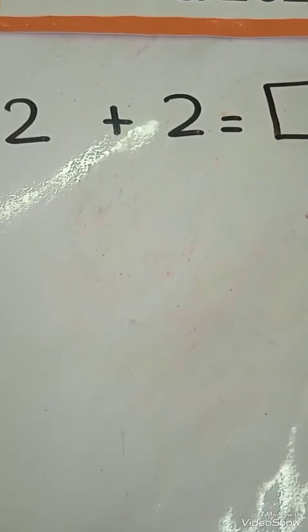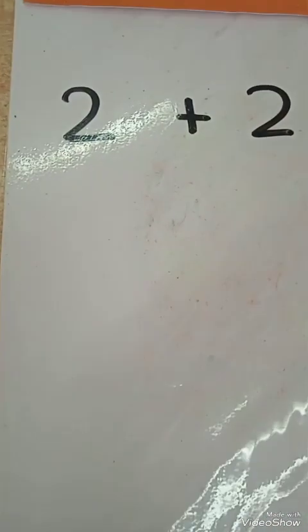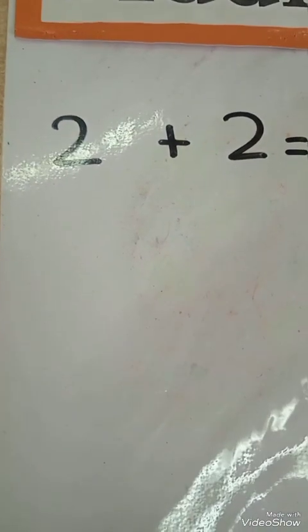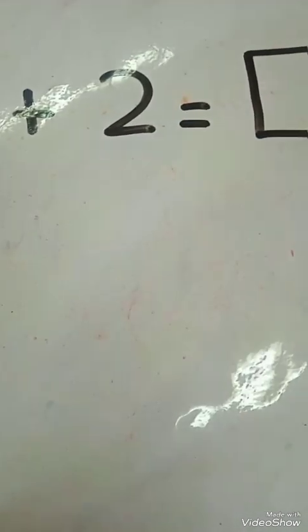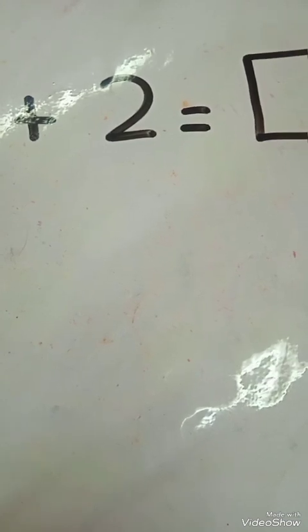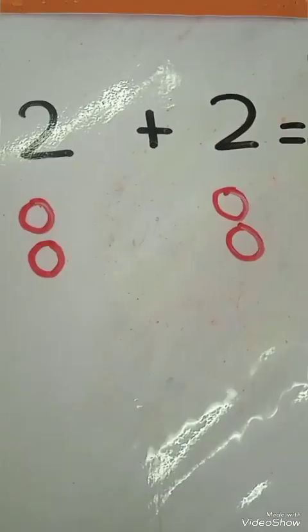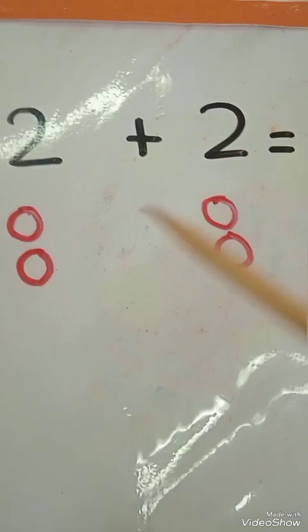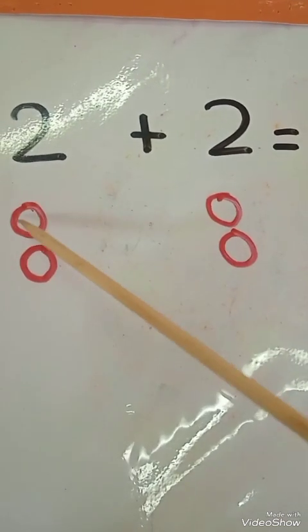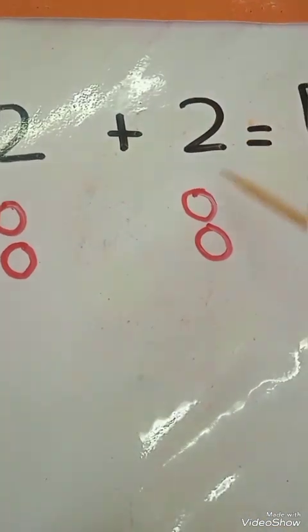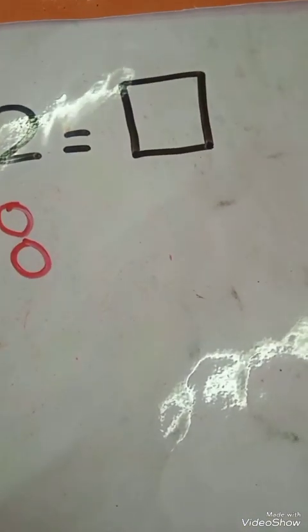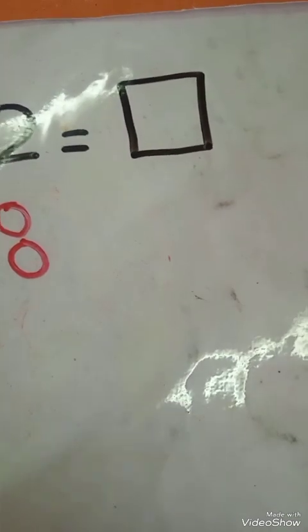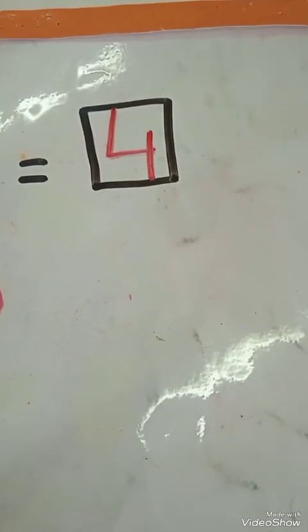Okay kids, now we have some other numbers, and first of all we have number 2. So we will draw any two objects. So we have two circles, and then we have number 2 again. So we will draw two objects again, and now we will count them all together. Count with me. 1, 2, 3 and 4. So which number we are going to write here? Very good. We will write number 4.